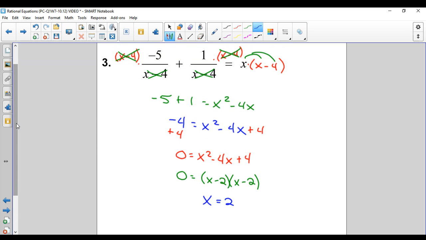We double check with the bottoms here. All right, doesn't make the bottom 0 on either one. We're good to go. x equals 2 checks out.